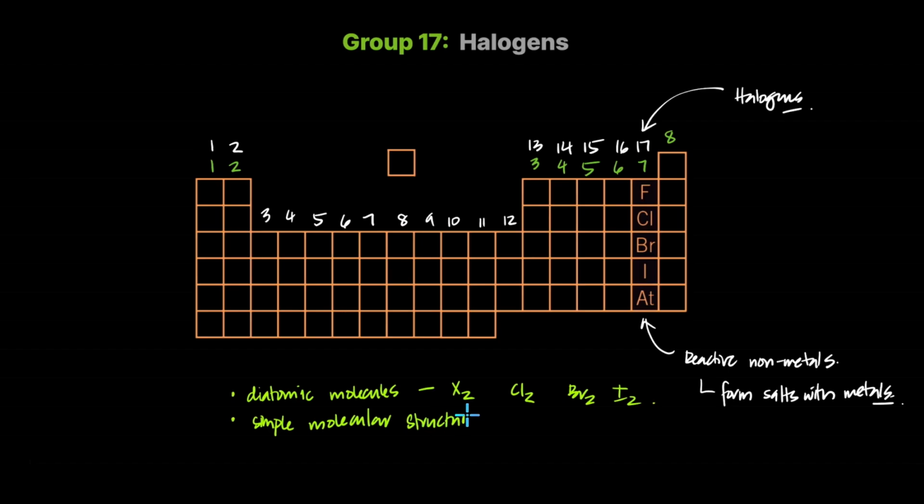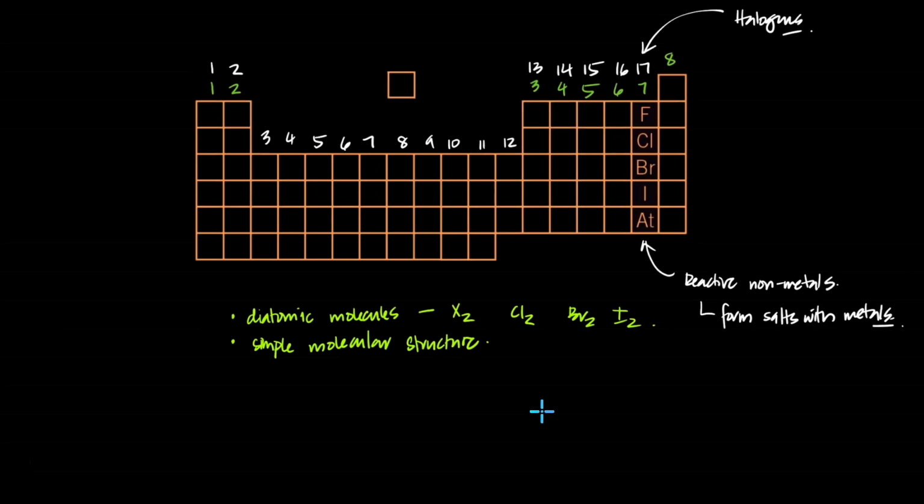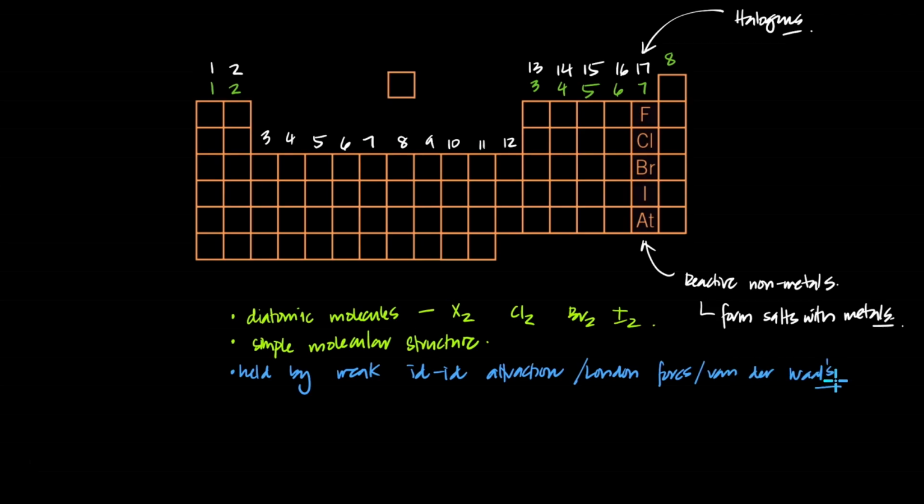Because they have a simple molecular structure, the intermolecular forces are weak instantaneous dipole, induced dipole attraction. This attraction is also called London forces. We used to also call them van der Waals forces. We keep changing their name every so often, so everybody calls it differently, but they all mean the same thing. And because they are held by weak van der Waals forces, they are volatile.